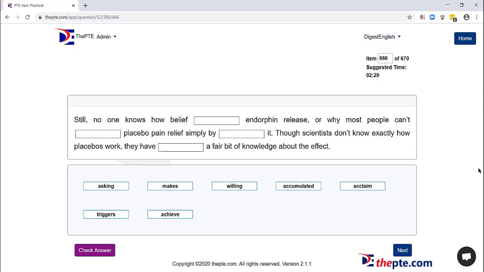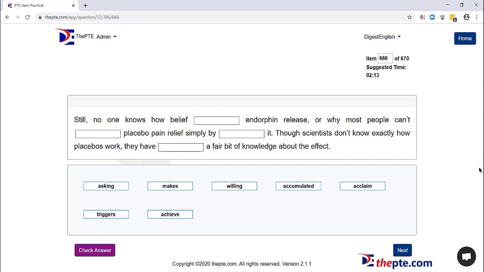And always start with the easiest one. You don't have to follow the order of the gaps. Start with the one you are most sure of and work your way towards the most difficult ones. So let's start with the first gap.